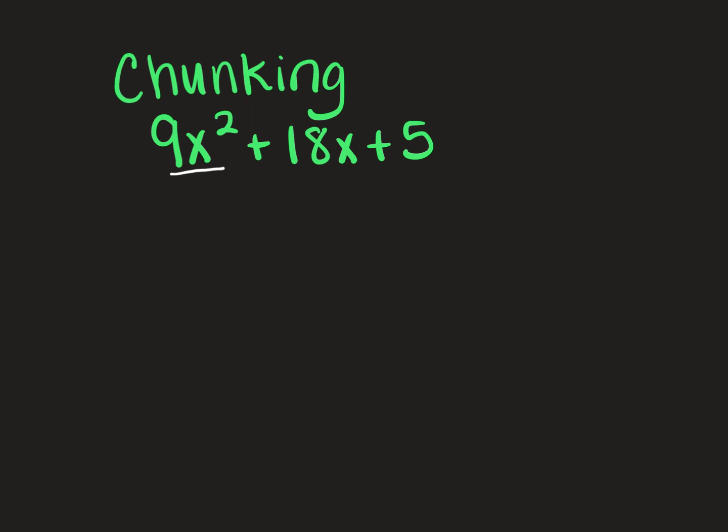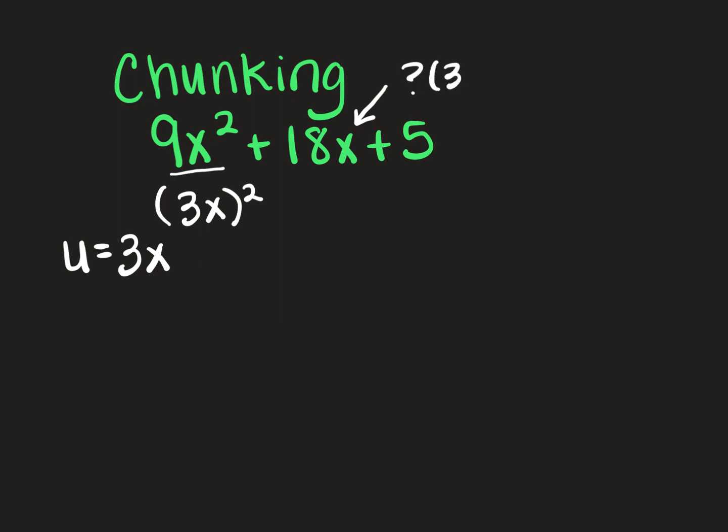So 9 is a perfect square. I know the square root is 3, so I'm going to rewrite this as 3x to the power of 2. We're going to let u be equivalent to 3x. So the next thing we need to do is rewrite this term with something times 3x. Well, 18 is 6 times 3, so we're going to change that to 6 times 3x. We're going to leave the 5 alone because it doesn't have a variable.